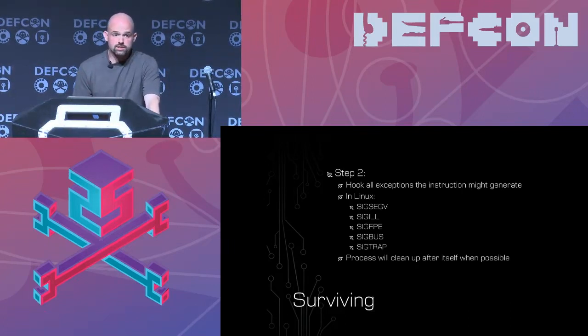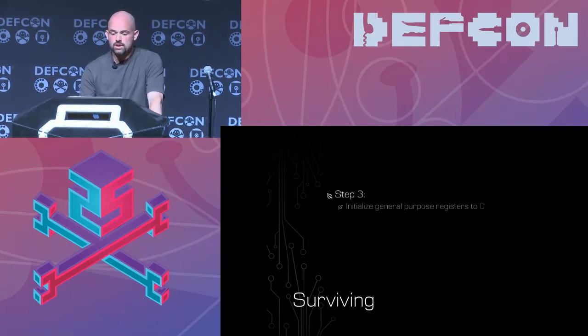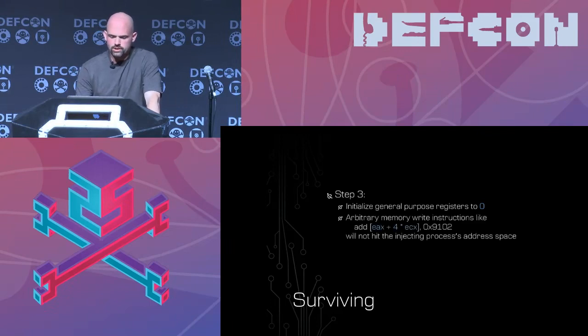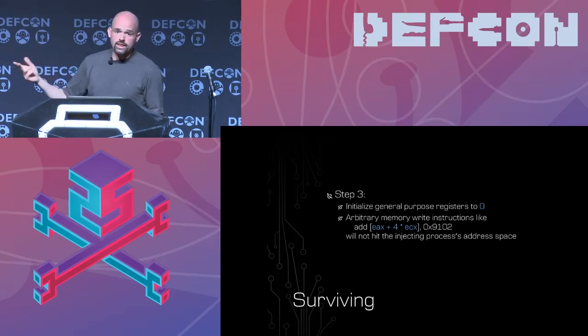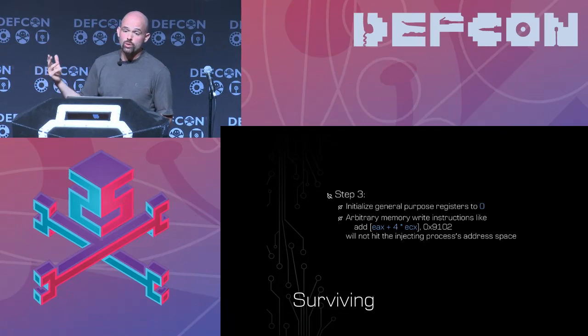By that, I mean that the process is going to reload all of the registers to known good values. That way, no matter what happened with the instruction we generated, we reset the system to a known good state. So at step 3, to prevent other types of crashes, we'll set all the general purpose registers on that processor to 0 before we try to execute the instruction. That means an arbitrary memory write instruction, like this one that adds the value 9102 into some location in memory, won't hit something our program needs. We don't want that location in memory to fall into our process's address space.